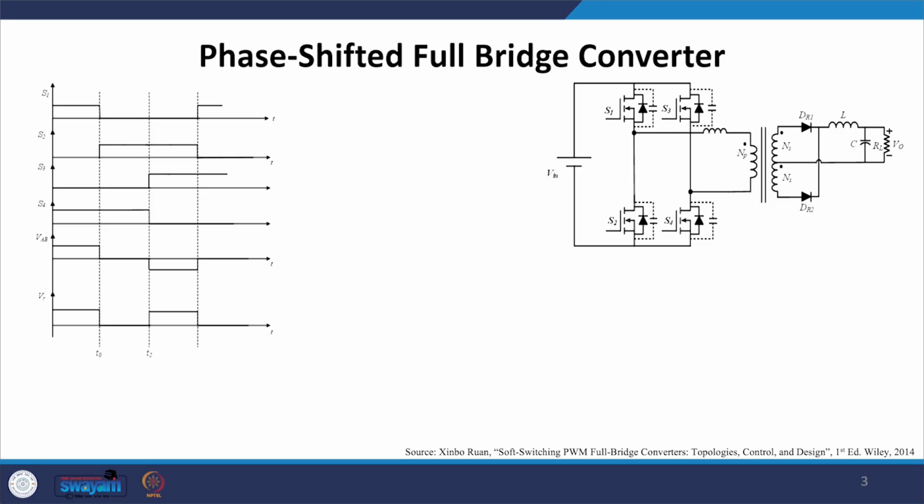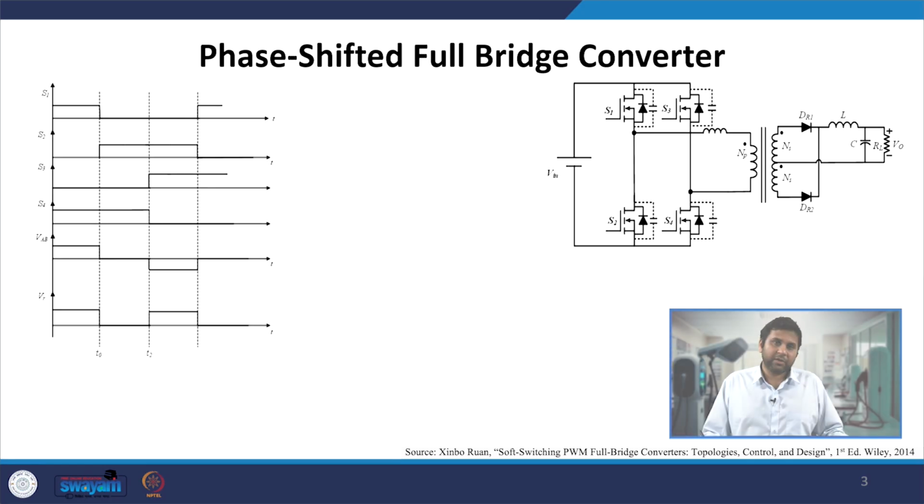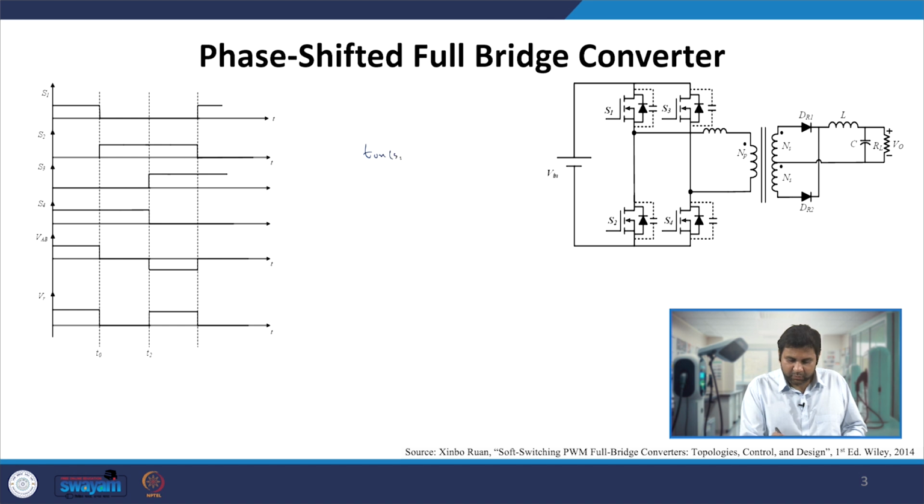Now another way of controlling the full bridge converter is phase shift modulation. In phase shifted modulation, we are not changing the duty ratio of the switches S1, S2, S3, S4. In the previous case, if you recall, we were changing the turn on period of those switches, and accordingly we got the required voltage at the output. But in this case, we keep the turn on of S1, S2, S3, S4 fixed at Ts by 2 period, and turn off is fixed at Ts by 2 period.